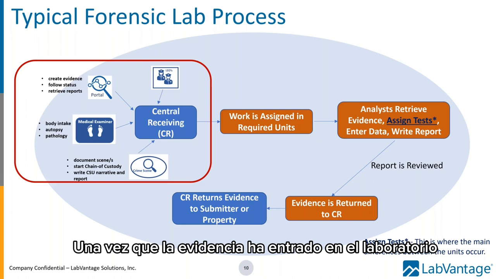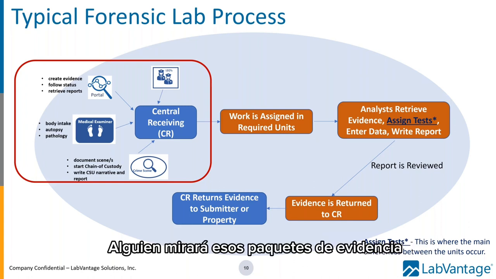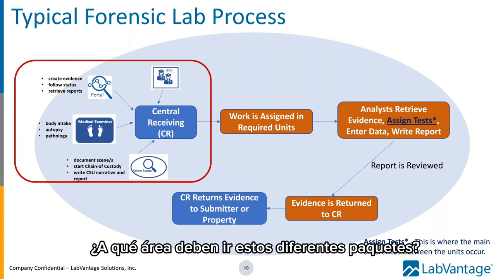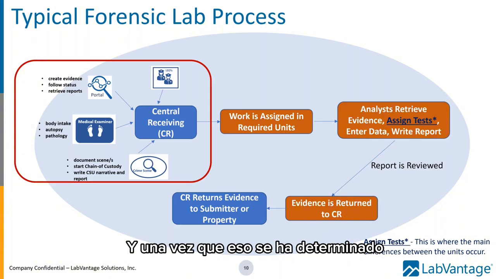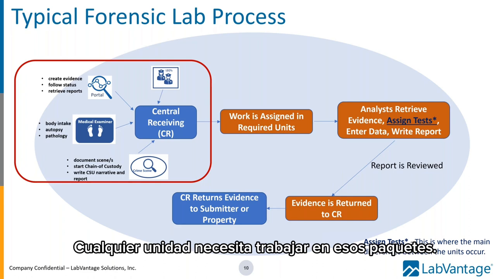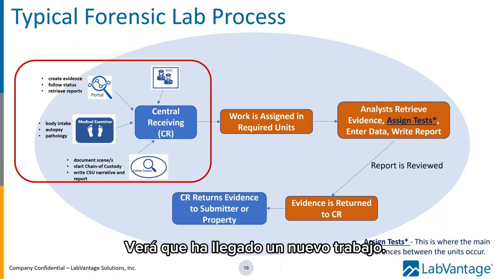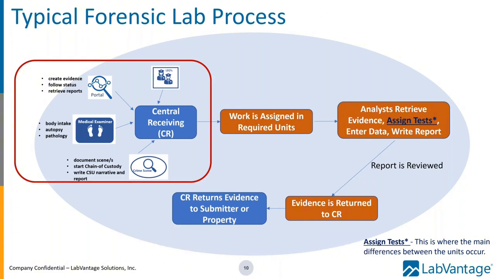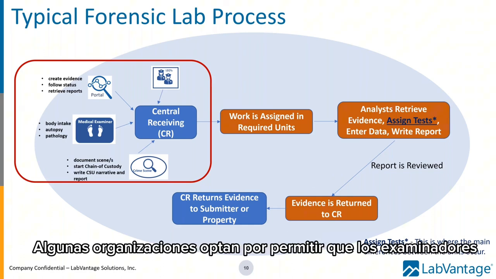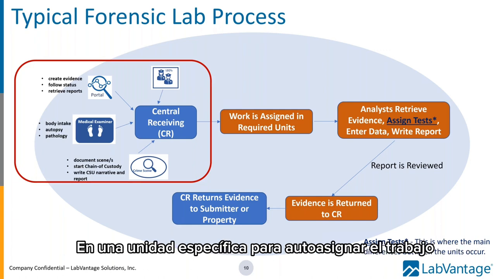Once the evidence has entered the laboratory, someone will look at those packages of evidence and look at the requests that are being made and say, what area do these different packages need to go to? And once that has been determined and indicated in the LIMS, that unit, such as firearms, latent prints, drug chemistry, question documents, whatever unit needs to work on those packages, will see that new work has arrived, and they will then be able to assign that work. Alternatively, some organizations choose to allow the examiners in a specific unit to self-assign the work.